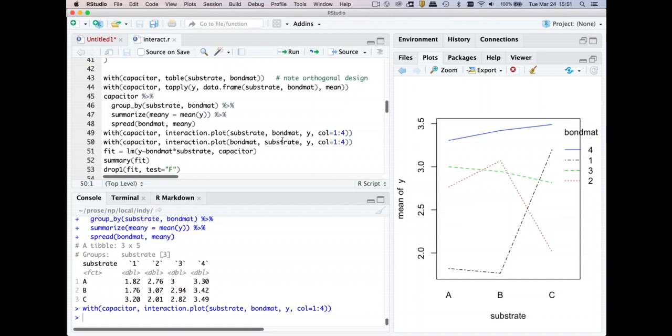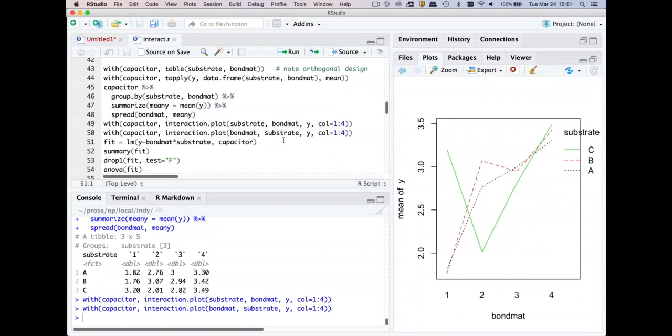All right, sometimes it helps to look at it the other way. So what do I mean by the other way? Let's put bonding material on the x-axis, use different lines for substrate. And so what you'll see is bonding material 4 is by far the best. Doesn't matter what substrate you're using, it wins. Same conclusions across the board. So C works well with 1, and you're going to see that bonding material 3 works almost as well as bonding material 4 across the board.